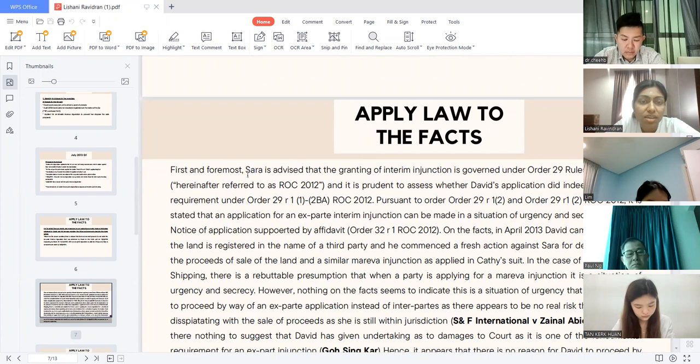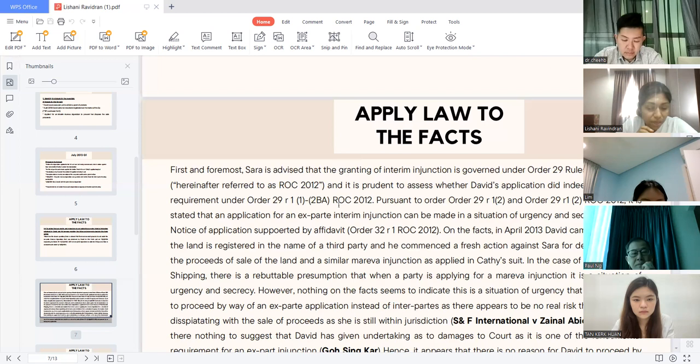First and foremost, Sarah is advised that the granting of an interim injunction is governed under Order 29, Rules of Court 2012. And it is prudent to assess whether David's application did indeed satisfy the requirements under Order 29, Rule 1, Rules of Court. I put it in one shot; this is once again a matter of style. You can have a different style, as long as you have these orders inside. While I'm doing this, I will also explain your Rules of Court to you all. This is an ex parte.